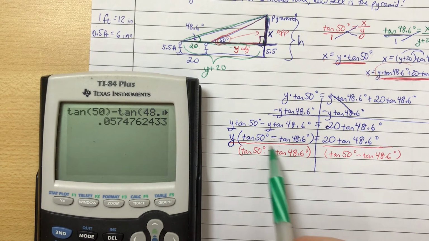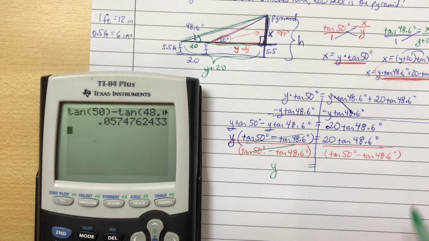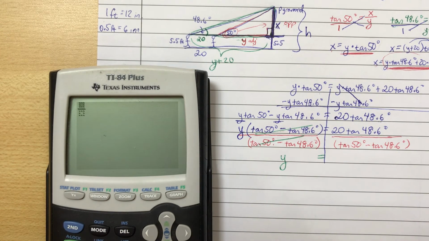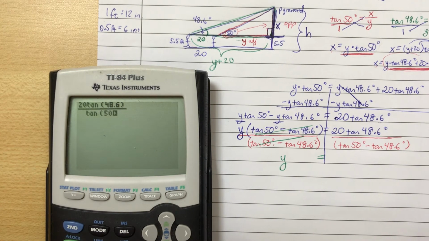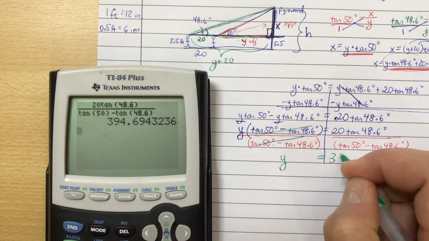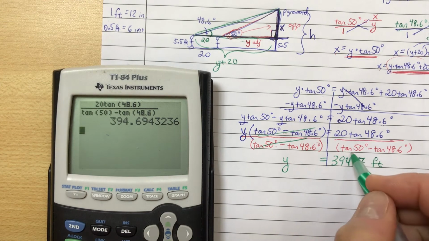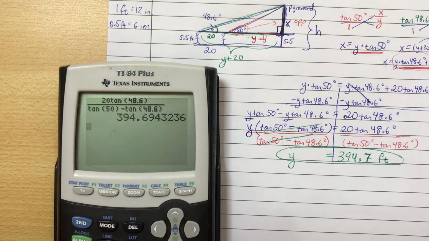Now it's a calculator problem. Because on the left side, anything divided by itself is just 1. So what we get is y equals. So now I'm going to type this, and most of your calculators will allow you to write this as a fraction. I would do that. So it's 20 tan 48.6, that is on top, divided by the tangent of 50 degrees minus the tangent of 48.6 degrees equals, and we get y equals 394.7, I'm going to round that to the tenths place, feet.